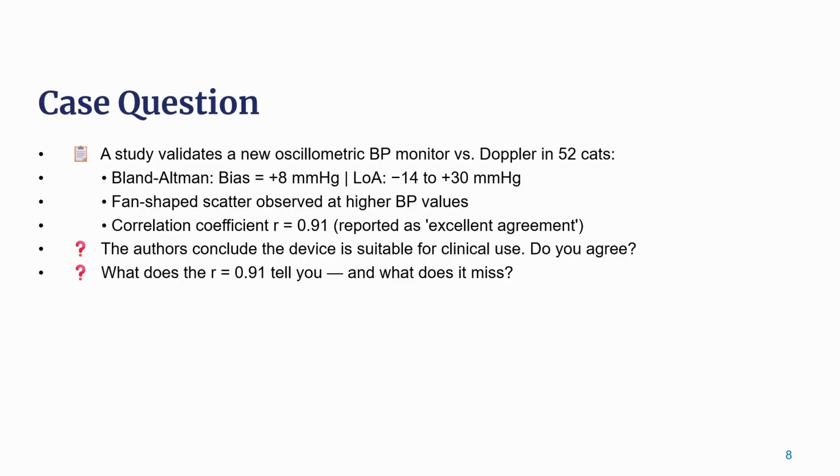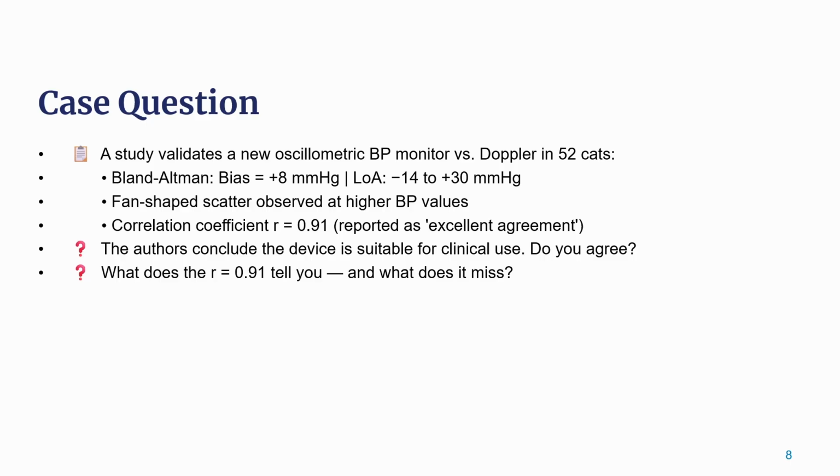Let's work through this case question together. This one is a trap that many papers fall into. The authors report R equals 0.91 and call it excellent agreement. Let's be more careful. R equals 0.91 means the two methods are highly correlated. When Doppler reads high, the oscillometric device also reads high, but correlation says nothing about whether the actual values agree.